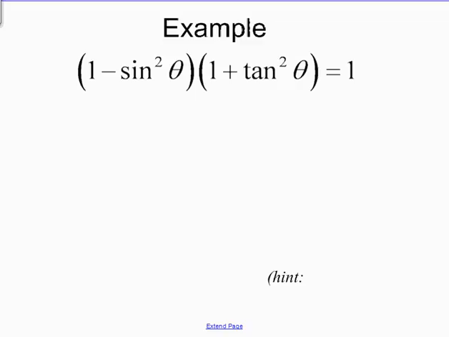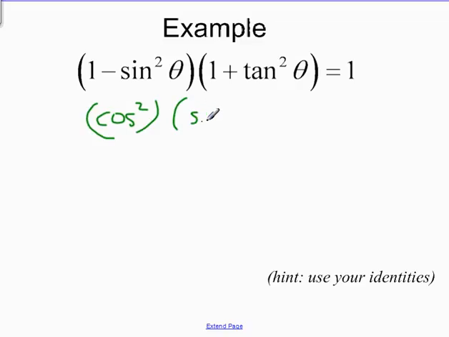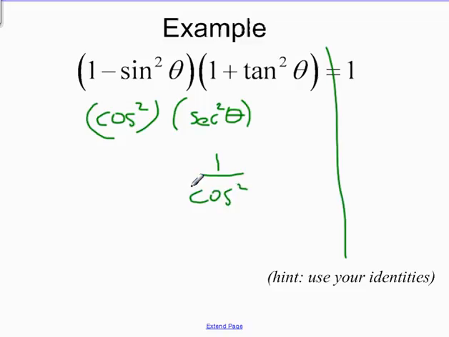Alright, in this example, what I would do is look for identities to maybe make this a little bit easier, so I've put a hint down here. So with identities, that comes out to equal cosine. That is secant. Its reciprocal is 1 over cosine squared. Cosine will cancel and leave you with 1, which is good.